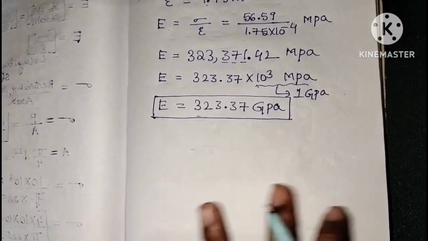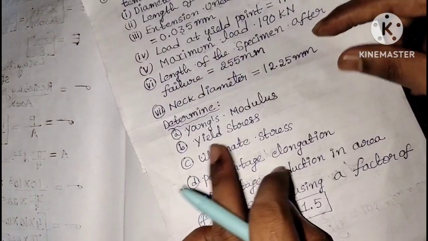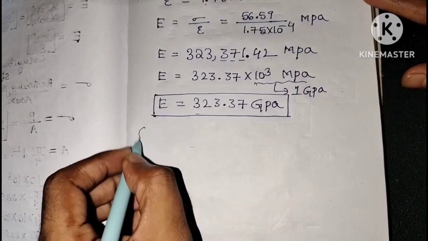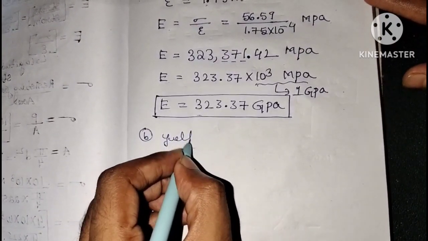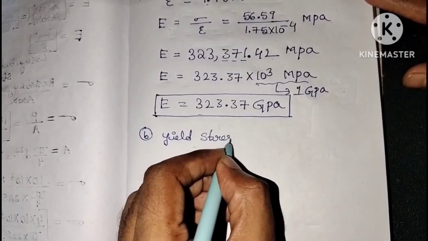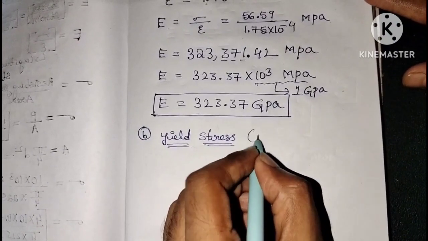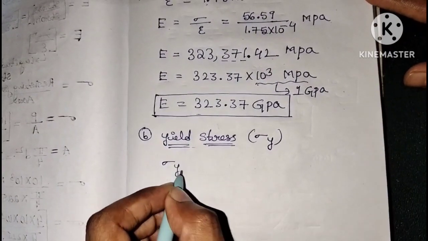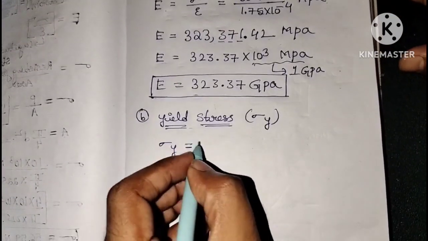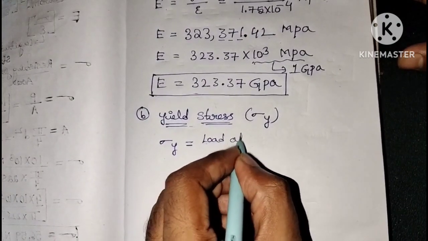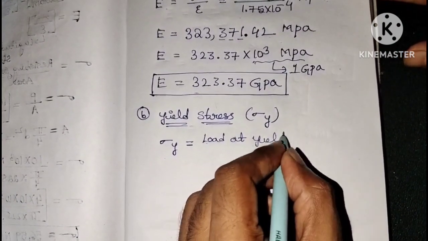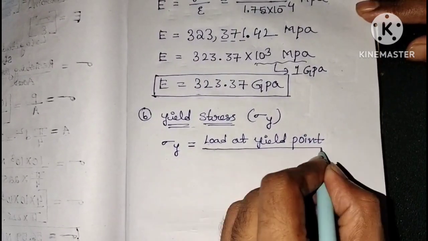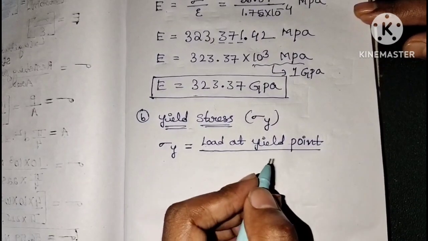Okay, that is how to calculate it. So next, what we need is the yield stress. We need to find the yield stress, denoted by sigma y. So yield stress is equal to, what is the formula? Load at yield point. The yield point is the point at which the specimen deforms plastically.